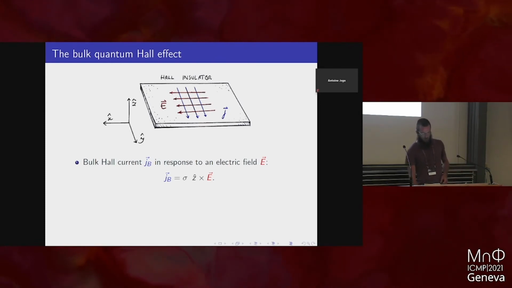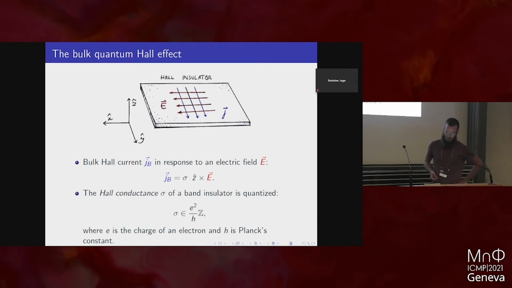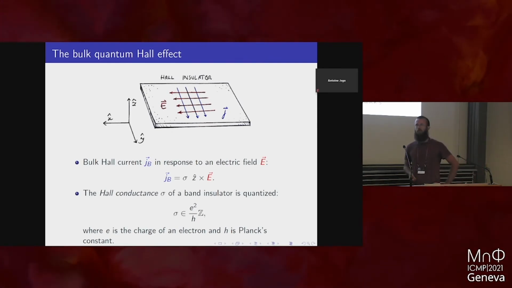What is very special about it is that if you measure it at low temperatures, then this Hall conductance is precisely quantized in multiples of some universal constant, which happens to be given by the square of the charge of an electron divided by h, Planck's constant.